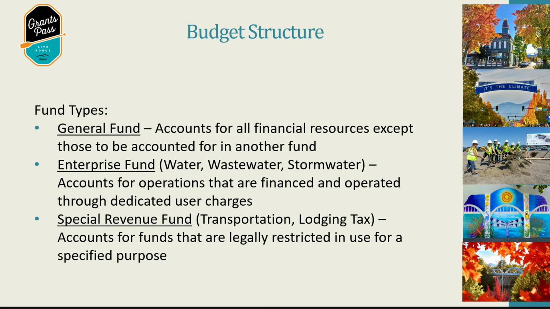So there are different types of funds. There's the general fund, which accounts for all financial resources except those to be accounted for in another fund. So basically, it's anything that doesn't fit into the rest of these descriptions. We have enterprise funds that are water, wastewater, and stormwater, and those account for operations that are financed and operated through dedicated user charges or utility fees. There are special revenue funds. Some examples are transportation or streets, and lodging tax. Why streets gets lumped in there is it actually receives gas tax from the state of Oregon, and so there's a dedicated purpose that we have to use those revenues for.